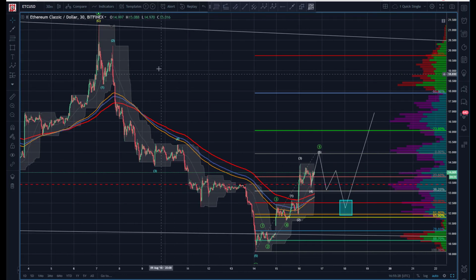Even if we think about the larger degree, we've completed this pattern, a very long complex correction. We've had bullish news. The market has interpreted it favorably, so we're getting a pretty solid move off of that. So I would not be a buyer here.